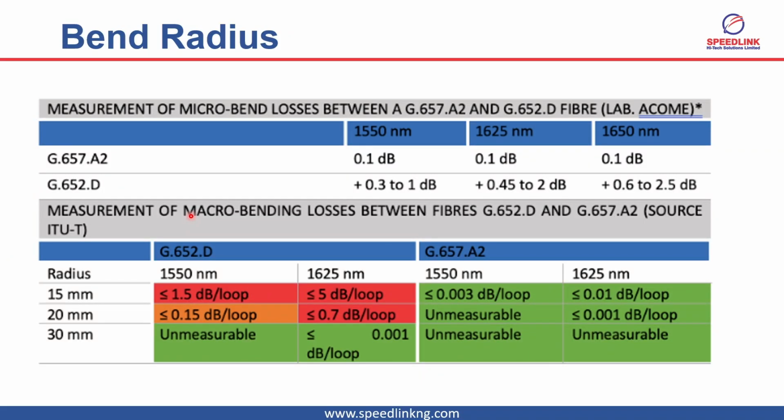Okay, then we have the G657.A2 cable. If you look at that one, at 15 millimeters of radius, the signal loss for 1550 is 0.003, right? And for this higher wavelength of 1625 is 0.01 per loop. And that 0.01 is the one for what? Splicing, isn't it?